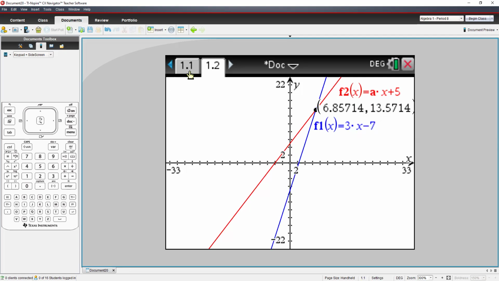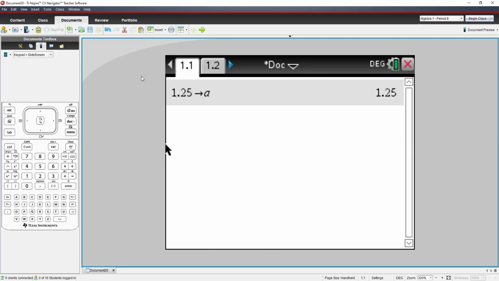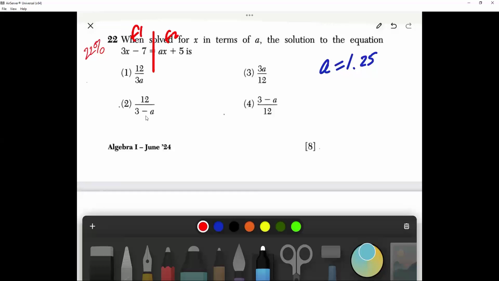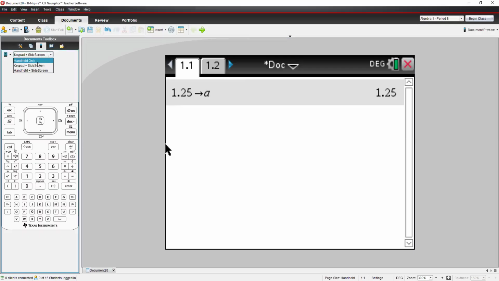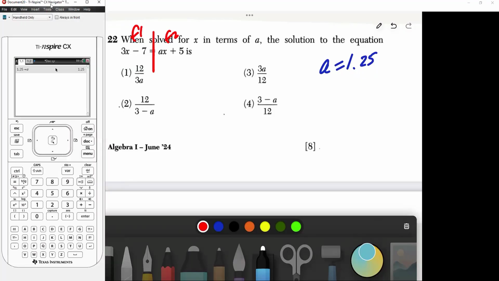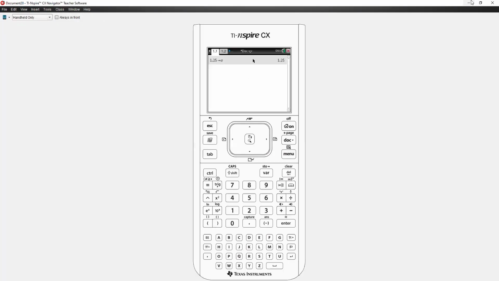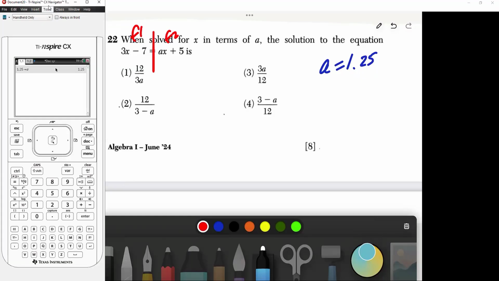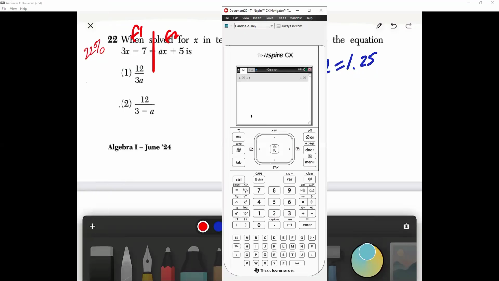Let me go back here. I'm going to go through each one of these answer choices until I get 6.857, whatever that was. I'm going to make the calculator a little smaller so you can see both of them on the same screen. First, I'm going to use stack fraction and enter 12 over 3a, and I get 3.2. That's not what we're looking for.